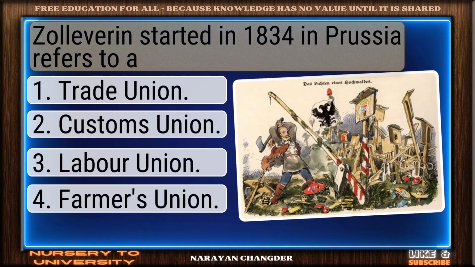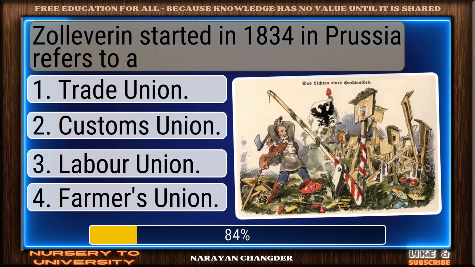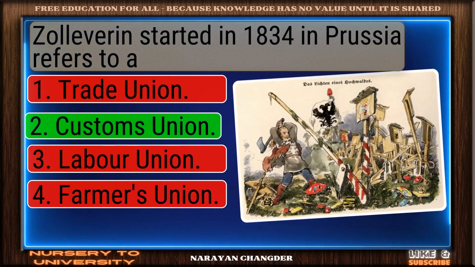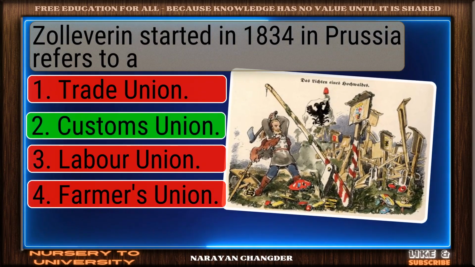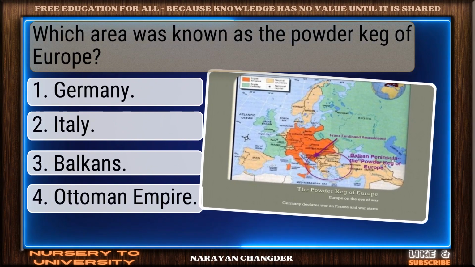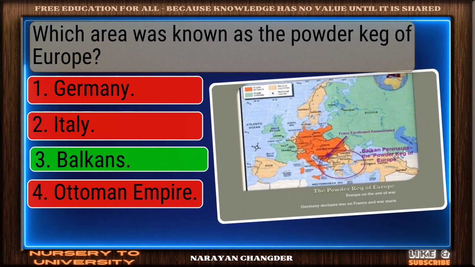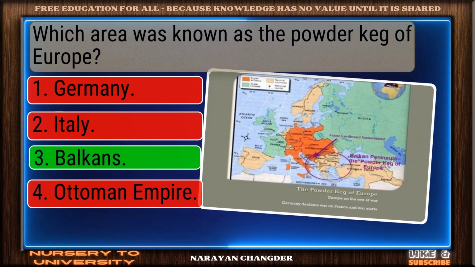Zollverein started in 1834 and Prussia refers to a. Bravo. Customs union is the answer. Which area was known as the powder keg of Europe? Smart pick. Balkans is correct.